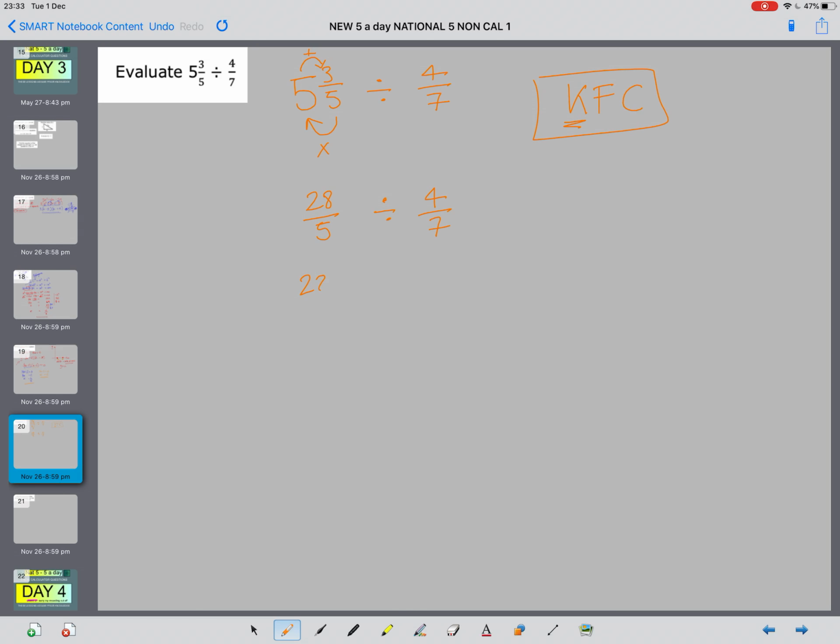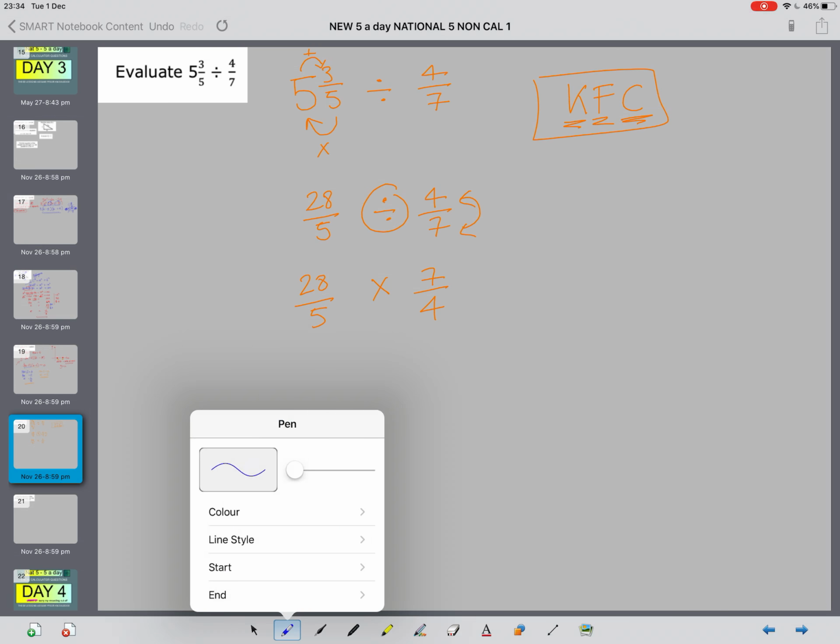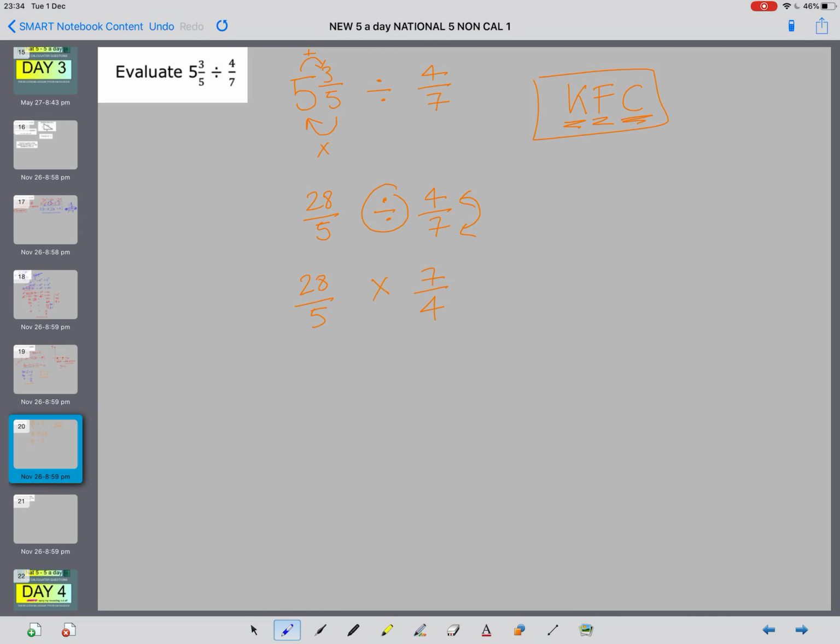So K stands for keep, so keep the first fraction as it is. F stands for flip, flip this second fraction upside down, so it becomes 7 over 4. And C stands for change, so change this divide into a multiply. I'm not going to go into why this works at the moment, I'm just showing you how to do it. And then multiply the top by the top and the bottom by the bottom, but always look diagonally first to see if anything cancels. And I can see that 4 goes into 4 once, and 4 goes into 28 7 times.